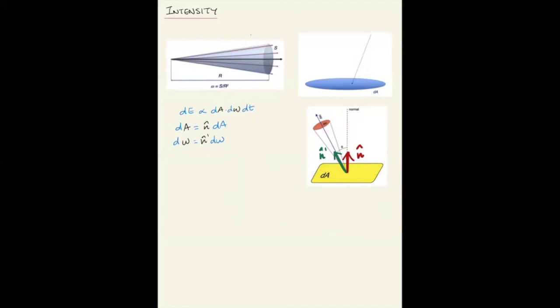Now, if we define theta being the plane angle between n and n hat prime, then we can define the energy as n hat dot n hat prime dA d omega dt in terms of the angle. So we can define this proportionality as the intensity. And as was done for the flux, we can also define the specific intensity as the intensity in a frequency range. We're isolating I nu.